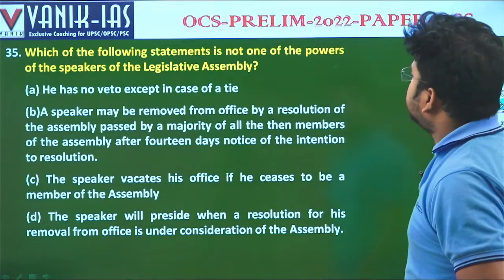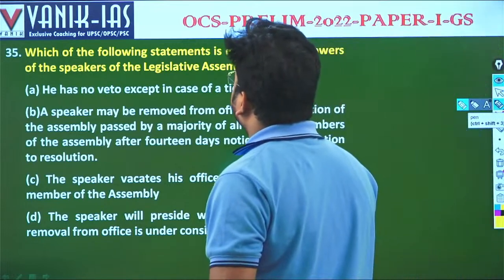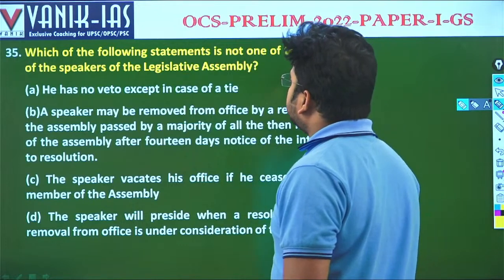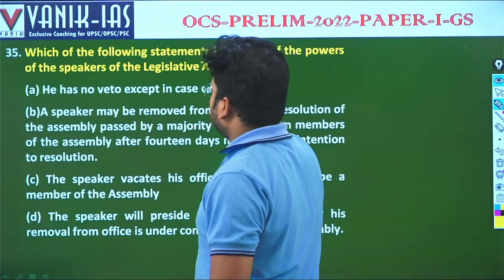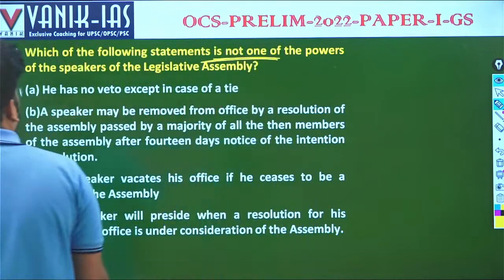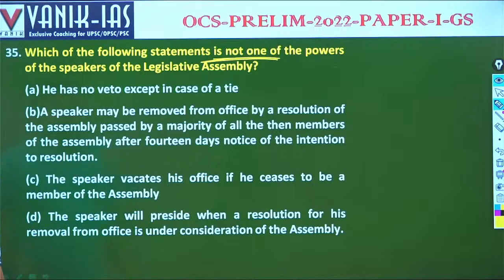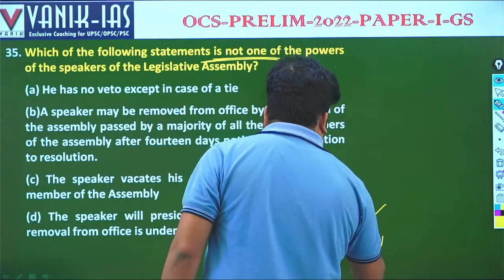Next, which of the following statements is not one of the powers of the Speaker of the Legislative Assembly? He has no veto except in case of a tie. Yes, this is right. But the question is what is not. A speaker may be removed from office by a resolution of the assembly passed by majority, with 14 days' notice of the intention of the resolution. The speaker vacates his office if he ceases to be a member of the assembly. The speaker will preside when the resolution for his removal is under consideration of the assembly. This is wrong. All the others are right.